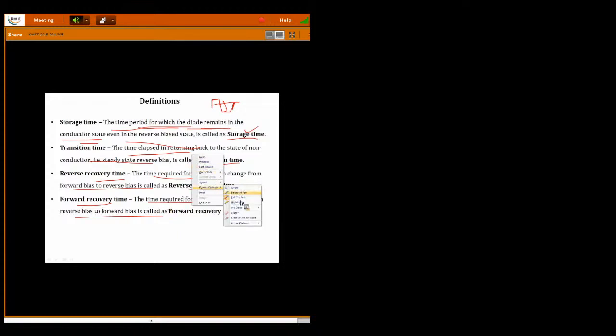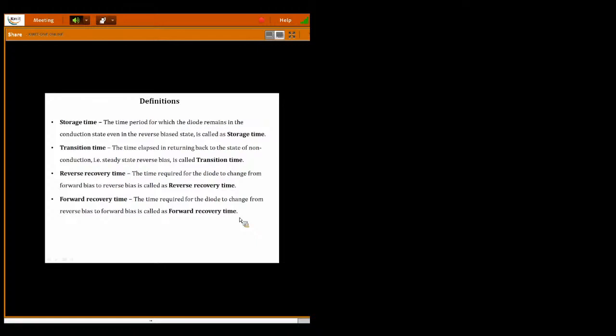Just once again go through these four definitions. I am giving you just one minute. Within this one minute, go through these four definitions. Don't confuse the definitions, because most of our MCQs will cover only these definitions. Now with this, I am winding up today's topic.